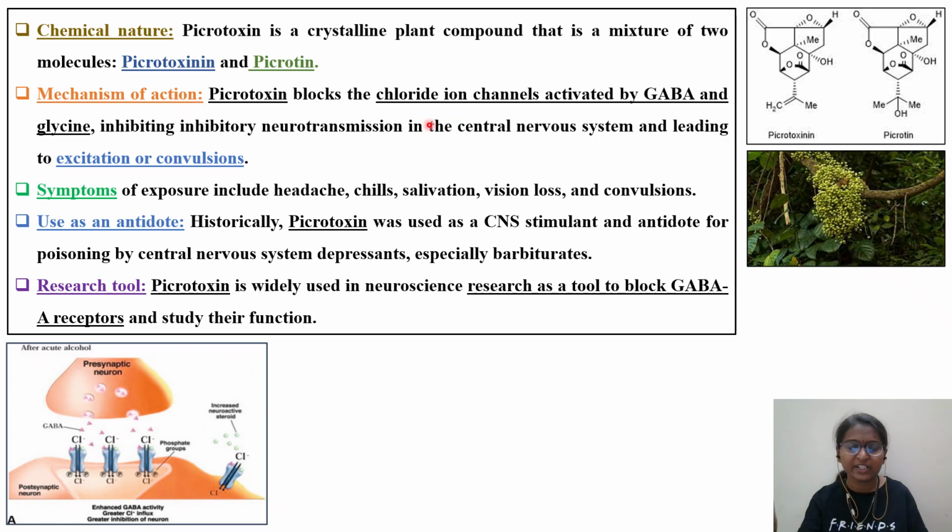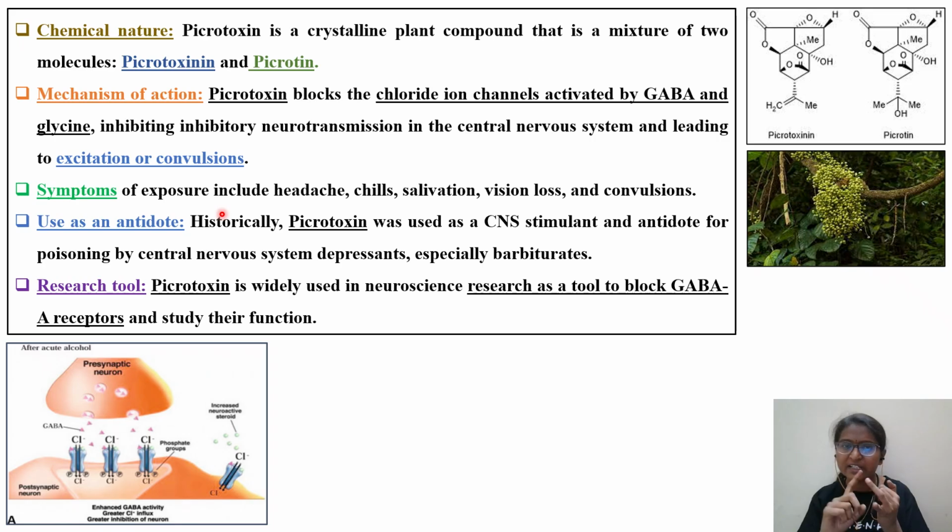Picrotoxin binds to those ion channels and blocks them. As a result, the inhibitory neurotransmission, GABA inhibitory and glycine inhibitory, in the central nervous system is lost, leading to excitation and convulsions. GABA and glycine are stopped from inhibiting by this toxin. It causes excitation, repeated signaling from one neuron to another neuron, because of which there will be convulsions and seizures, that you have to remember.